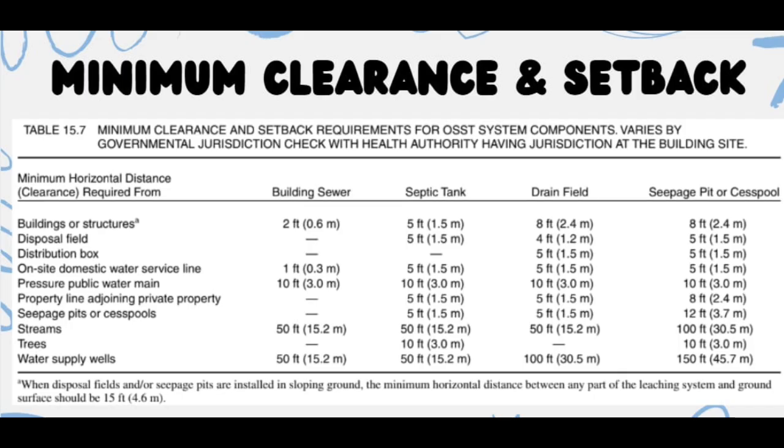To prevent contamination of drinking water and the nearby environment, here are the minimum required distances. First is the septic tank to water wells: at least 50 feet or 15.2 meters. Second, the drain field to water wells is at least 100 feet or 30.5 meters. And then the seepage pit to water wells must be around 150 feet or 45.7 meters. This setback helps ensure wastewater has enough time and space to be naturally filtered before it can reach the groundwater.